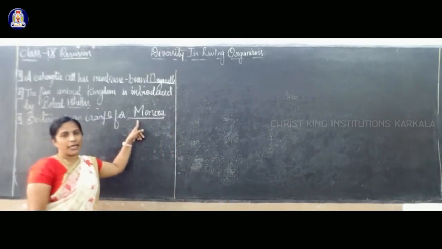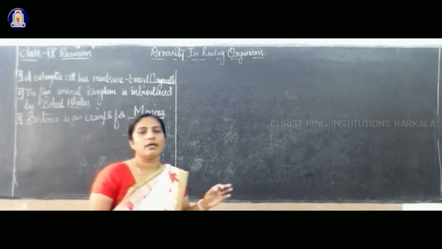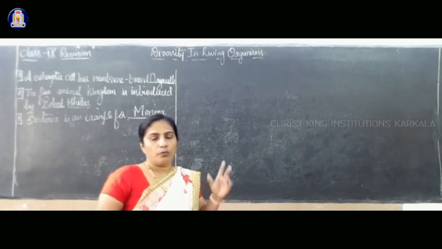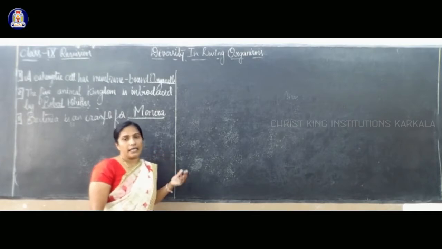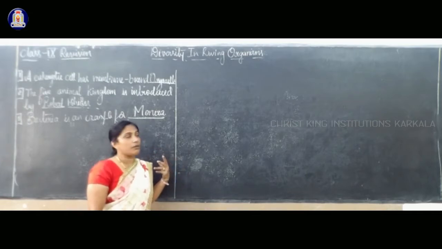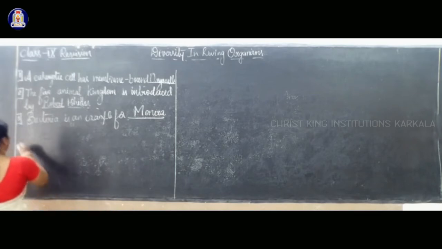What is the specific character? Unicellular in structure. Especially bacteria, we can find them everywhere. Algae are aquatic organisms, also found on the land surface. That was kingdom Monera.